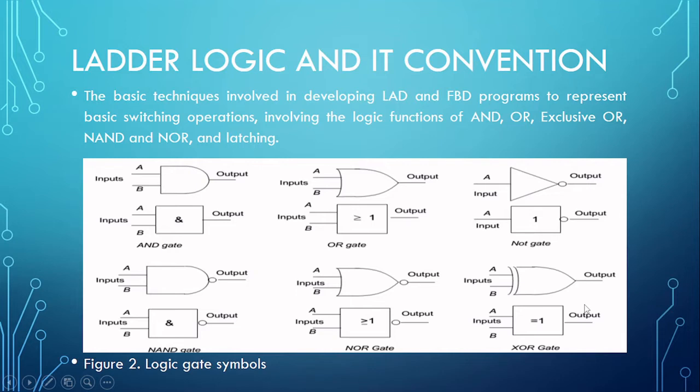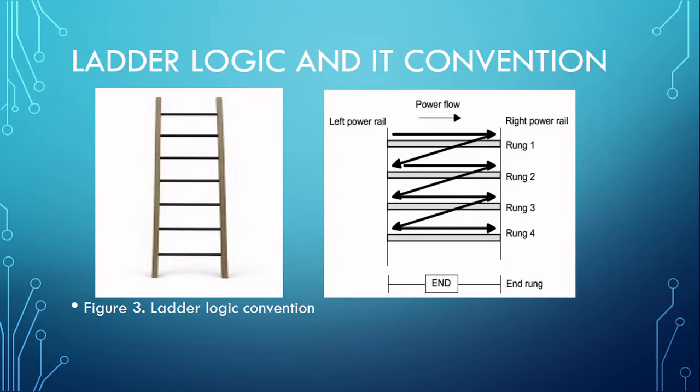So for the ladder logic and its convention, looking at it in depth, the ladder logic looks like a normal ladder where you have the rail and the run. On the run is where circuit components are shown, and the left and right rails are referred to as the power rail, and power always flows from the left to the right rail.